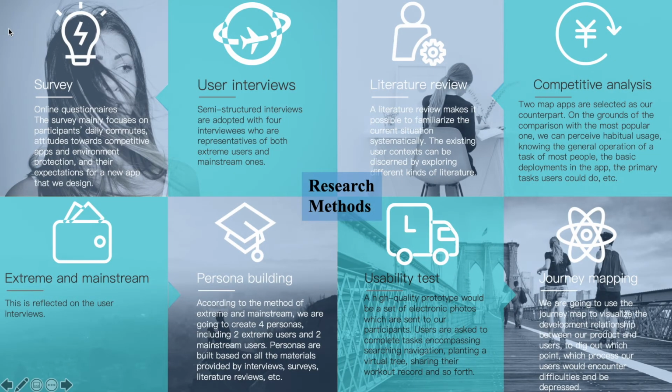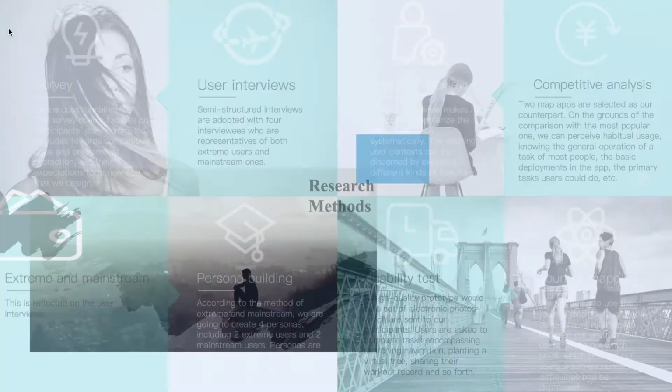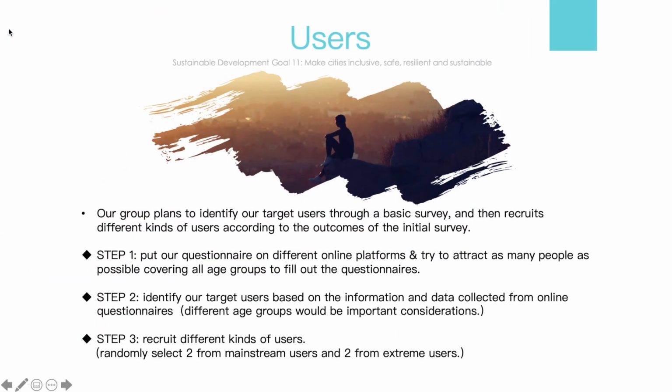There will be 8 methods applied in the user research in line with different points of the design cycle, covering 4 dimensions, including quantitative and qualitative, attitudinal, and behavioral, in order to fully understand our target users. Through 400 internet questionnaires and interviews with 2 mainstream users and 2 extreme users will help us further study green tourism research and follow-up application design. Next, I will talk about our user survey findings.